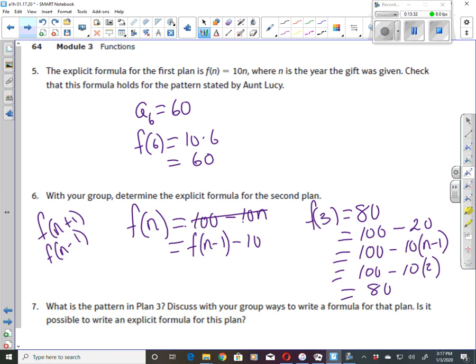So let's try that. Let's test that out. That means f of 3 is equal to f of 3 minus 1, which is f of 2, minus 10. Well, f of 2, wasn't that 90? 90 minus 10 is 80. So that's another way of doing this. What we're getting to here is referring to our subscript in terms of years. I think you've seen that already.